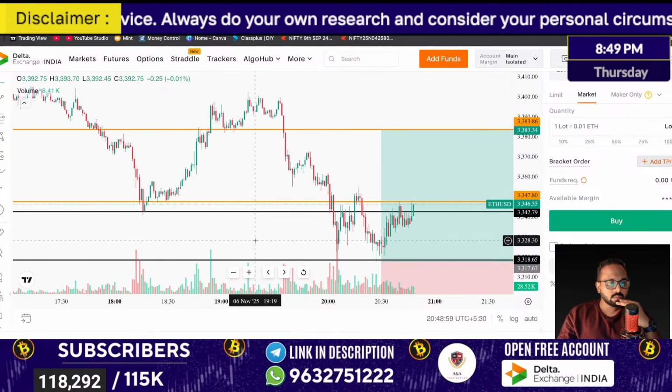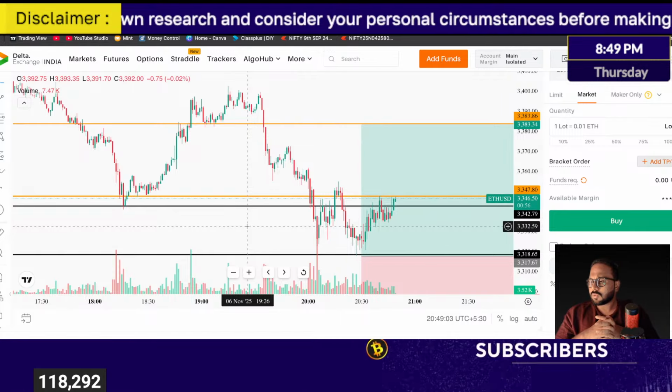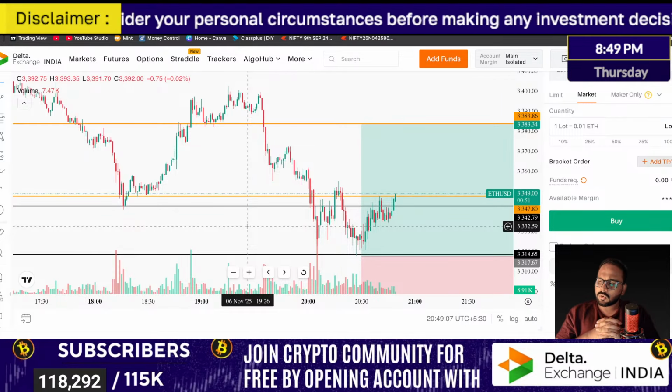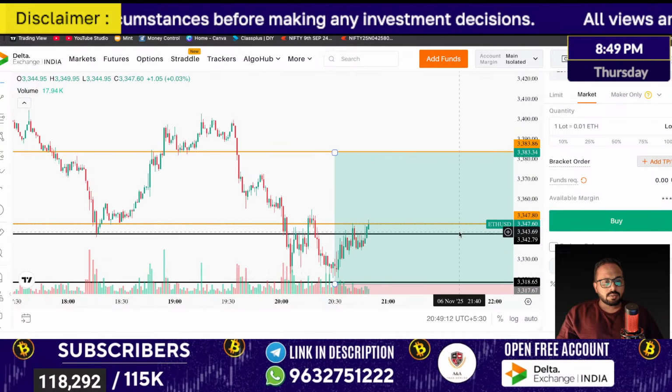For one account of rupees 10k, is it enough for futures or go with options? Traders here.